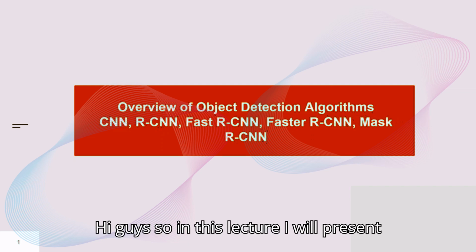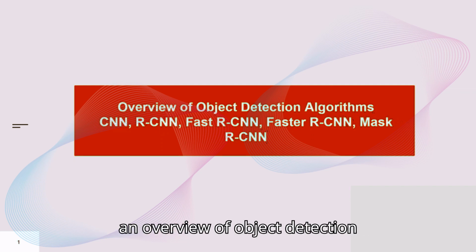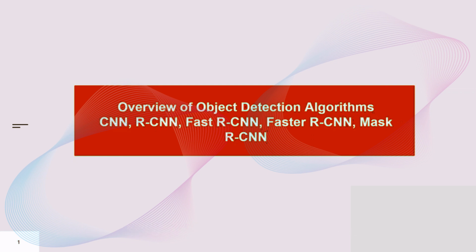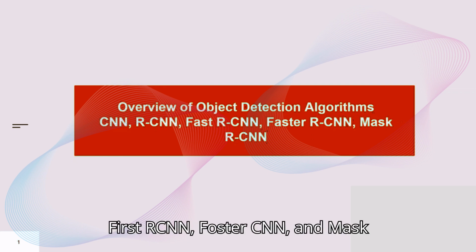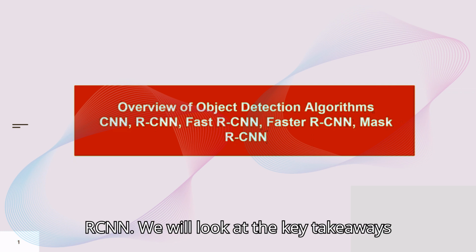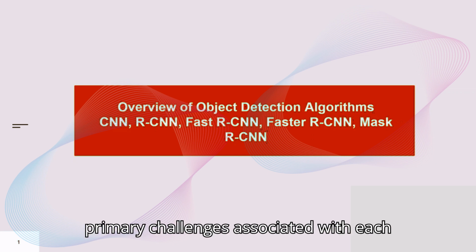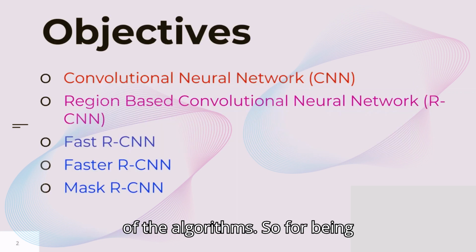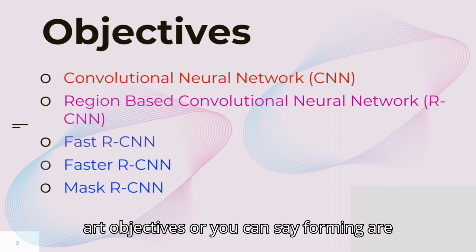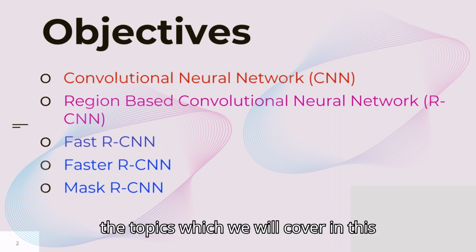Hi guys, so in this lecture, I will present an overview of object detection algorithms, which include RCNN, fast RCNN, faster RCNN, and mask RCNN. We will look at the key takeaways from each of the algorithms and the primary challenges associated with each of the algorithms.